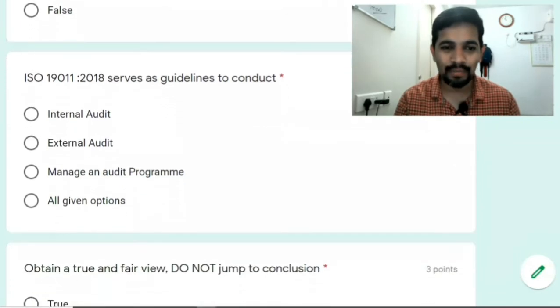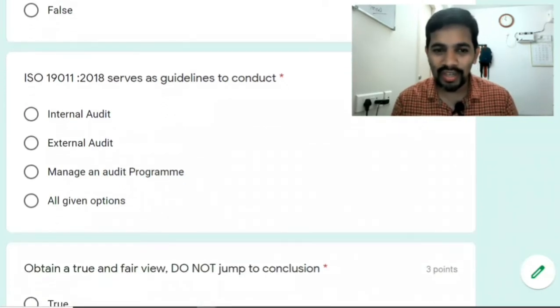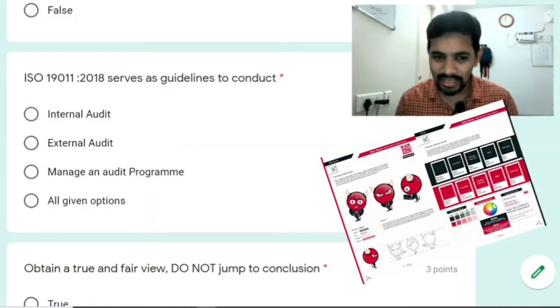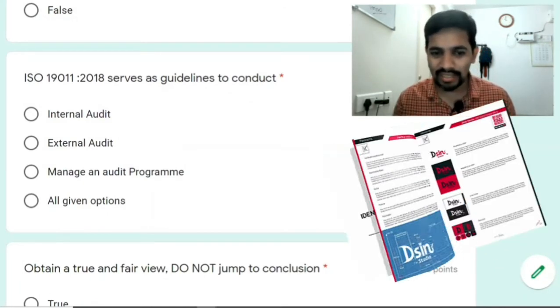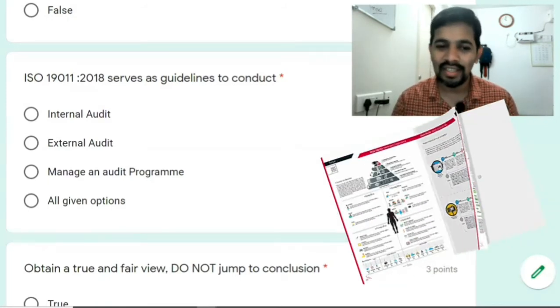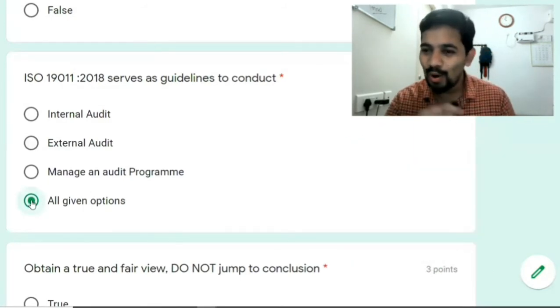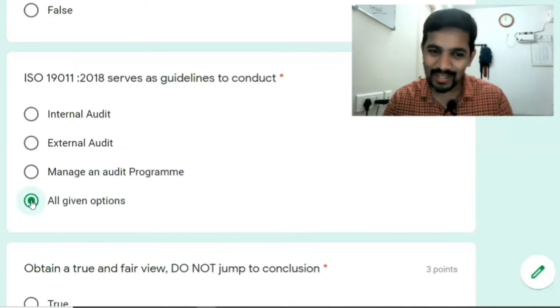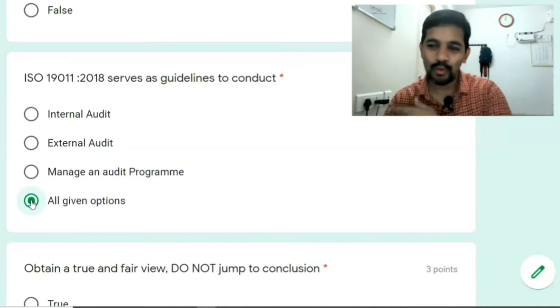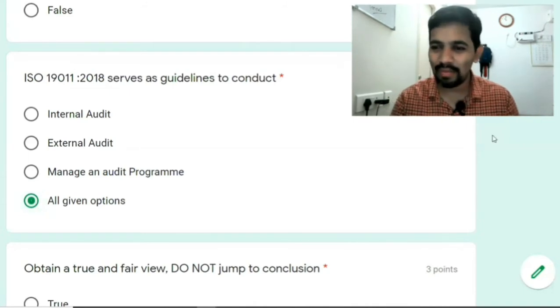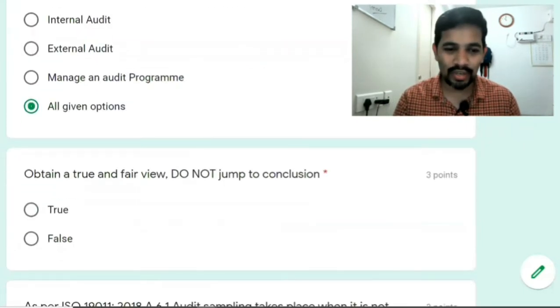Very interesting question. ISO 19011 2018 serves as a guideline to conduct internal audit, external audit, managing the audit program, all given options. The answer is all given options. So this standard is not only for conducting internal audits, it is also helpful for external auditors. It is also helpful to do any management audit, like if you want to do a supplier audit or vendor audit. Let's go to the next one.